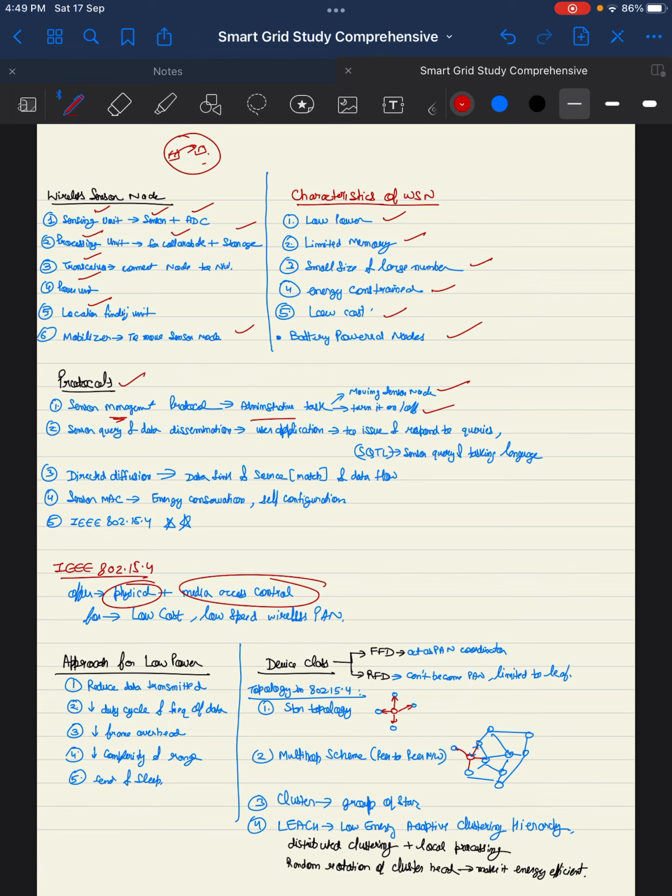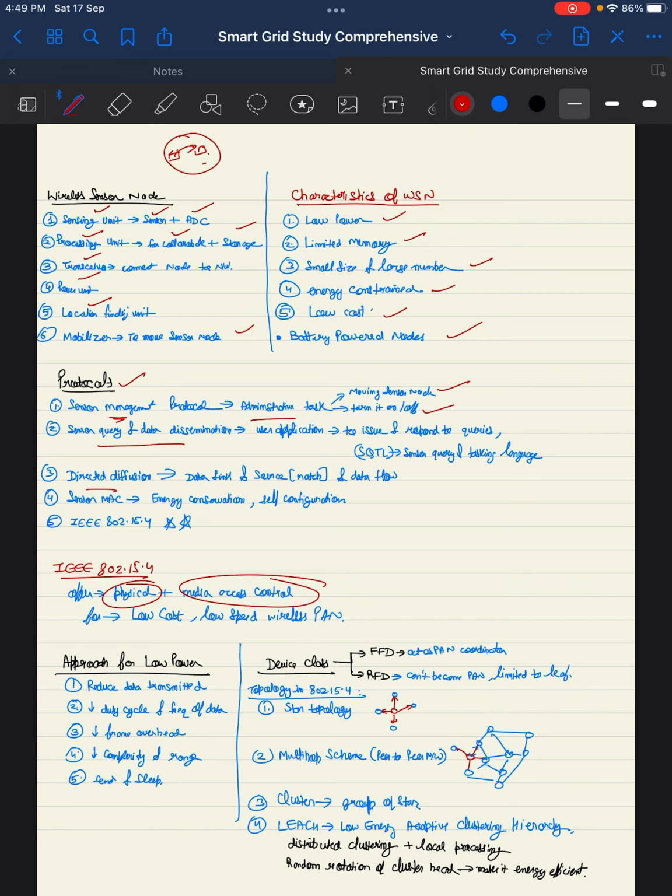Then comes our sensor query and data dissemination protocol. Basically this protocol is very important for data communication. It provides users' applications with the interfaces to issue and respond to queries. And the sensor query and tasking language, SQTL, comes under this.